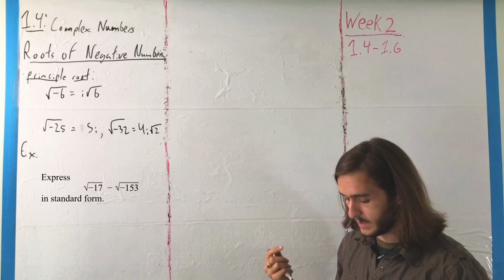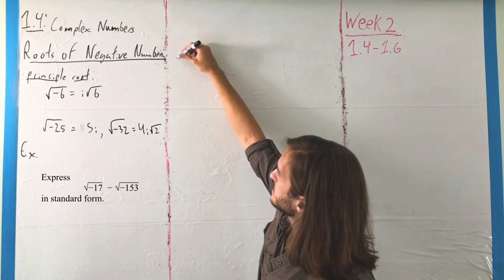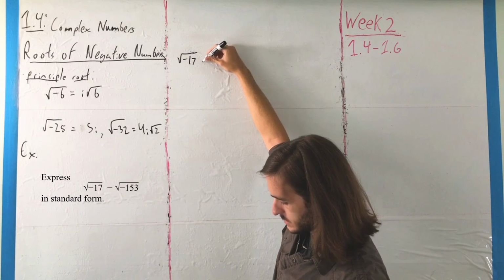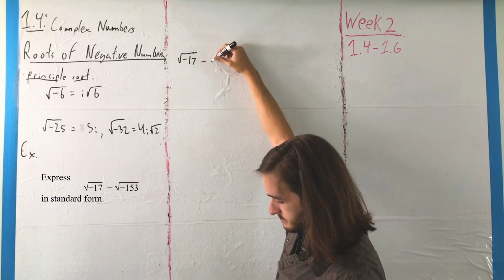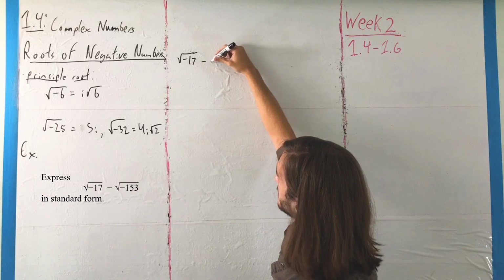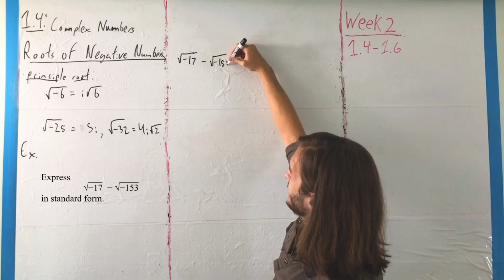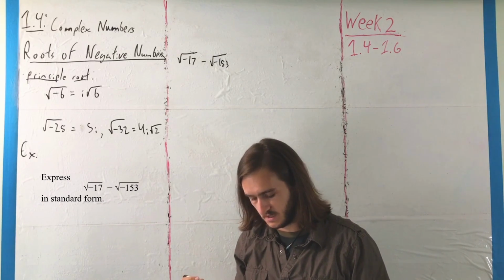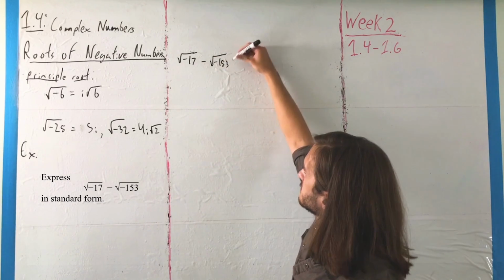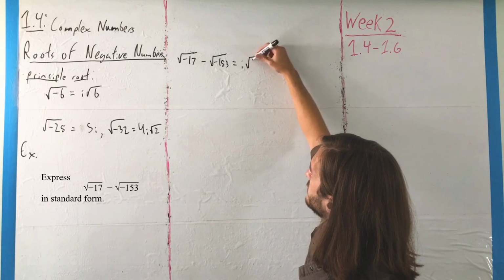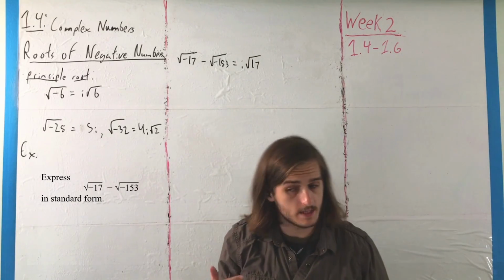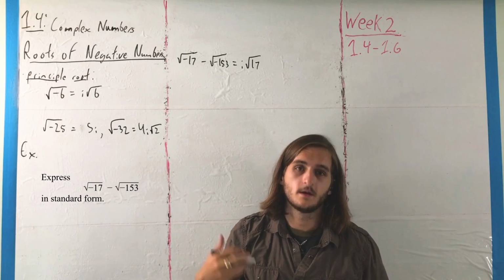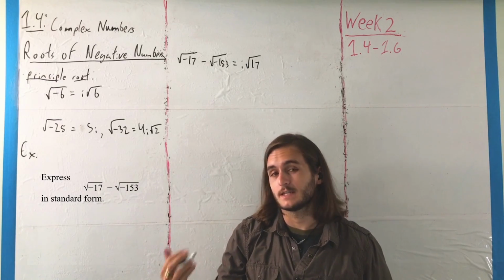So with these, what we can notice is that the value 17 is prime. So really, no matter what happens here, we can't do very much with that. And as much as we might like to do something with this, all I can do is pull out an i. On the other hand, for 153, this is almost certainly not obvious, but 153 is actually 9 times 17.